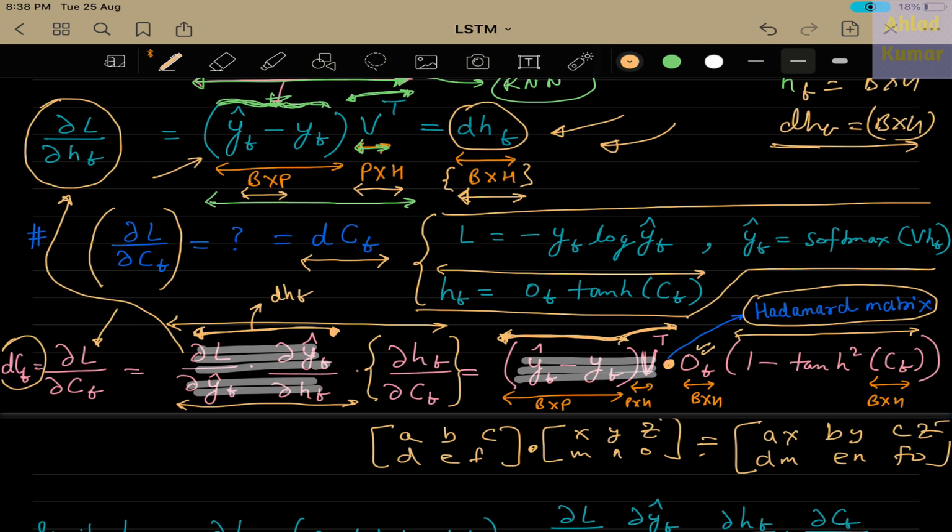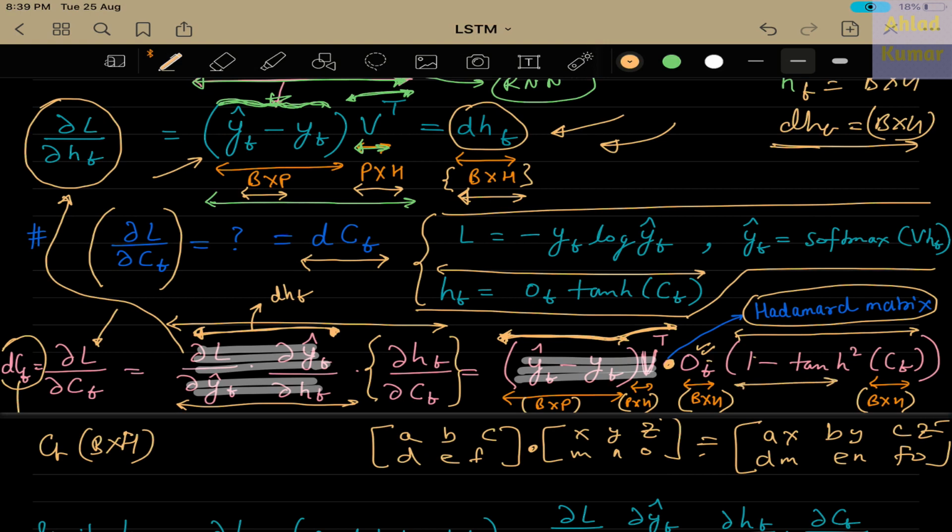And also we know that the dimension of dCT is the same as CT, which is B cross H. If you cross verify our calculation here, then y hat t has the dimension of B cross P, V transpose has the dimension of P cross H. So the complete matrix multiplication will have a dimension of B cross H here, and for this OT we have a B cross H, and this CT also has a dimension of B cross H. So when you multiply these two terms together, you will get a B cross H.